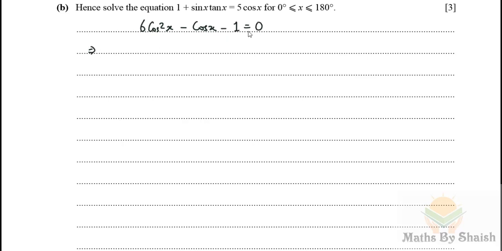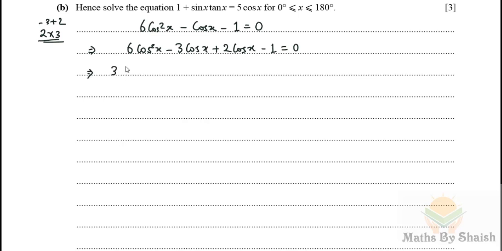It is 6 into 1, 6, and 6 can be written as 2 into 3, and if we take the pair 2 and 3, we will get minus by taking minus 3 plus 2. So it is 6 cos square x minus 3 cos x plus 2 cos x minus 1 is equal to 0. Since it is quadratic in cos, we will solve in this way to get the two roots.